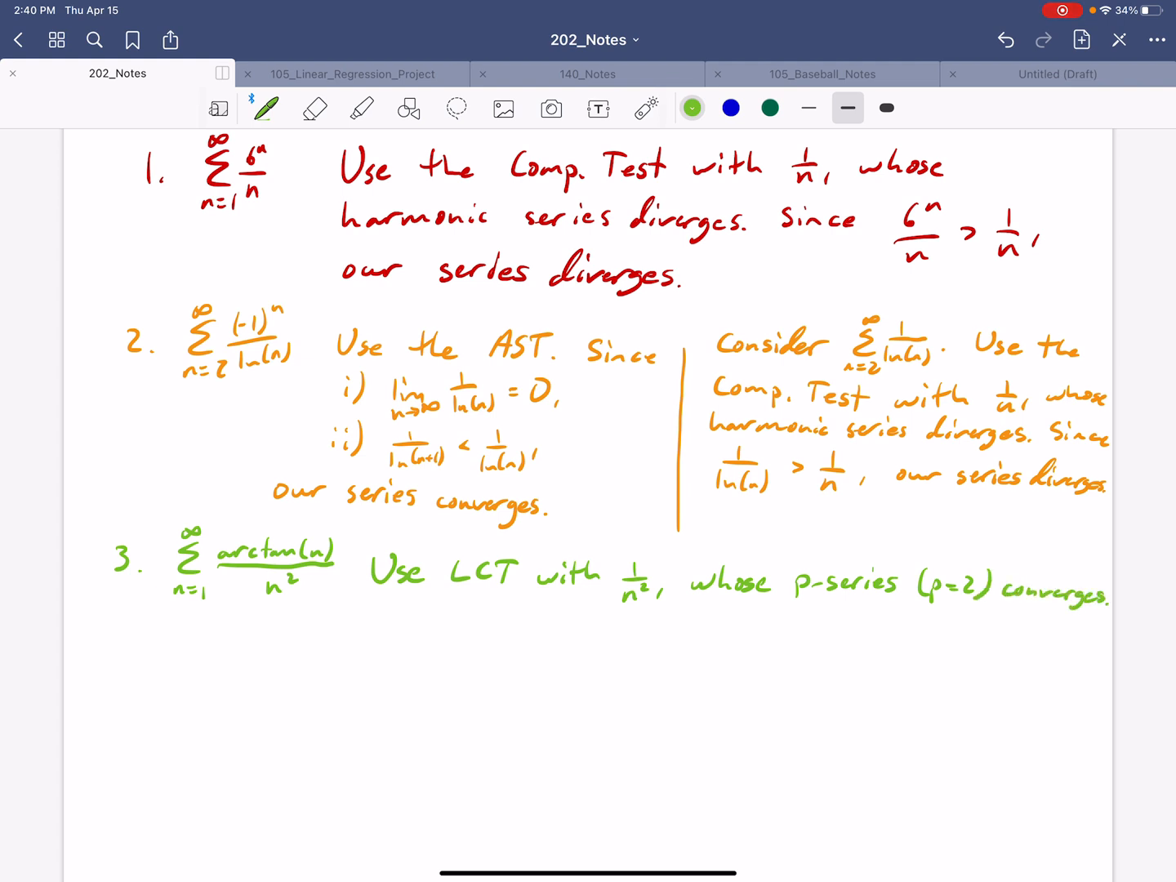Okay. All right, so since the limit as n approaches infinity of arctan of n all over n squared divided by 1 over n squared, multiplied by the reciprocal, right, of course, these are going to cancel, since this equals pi over 2, which does not equal 0 or plus or minus infinity, our series converges.